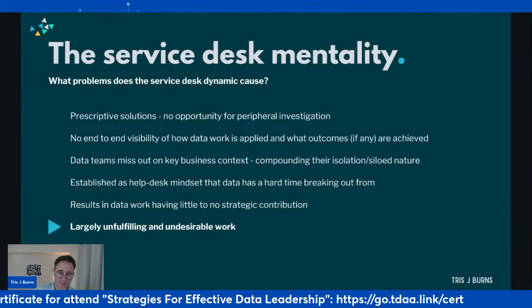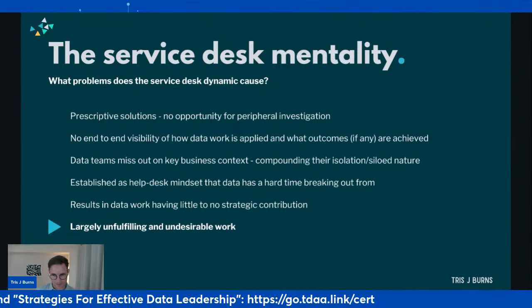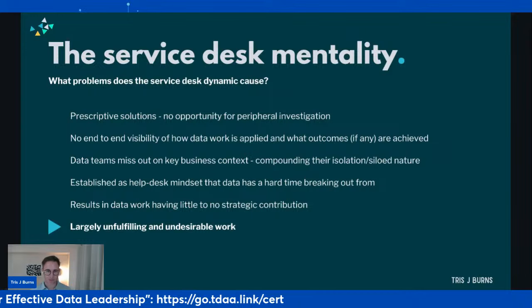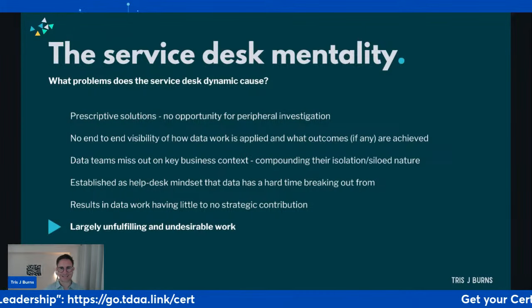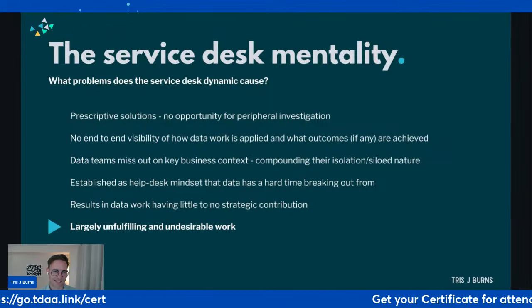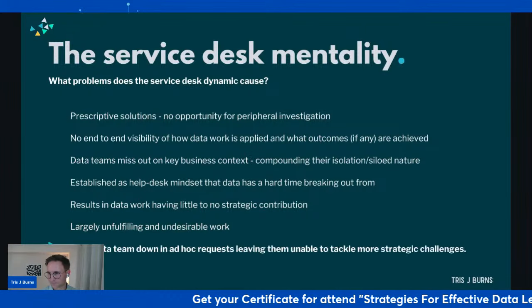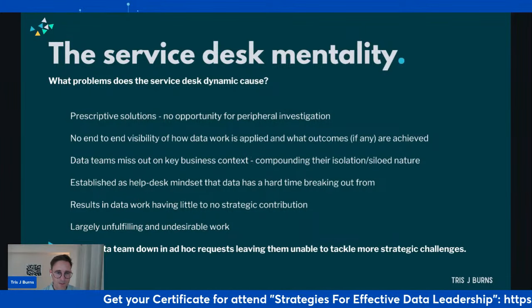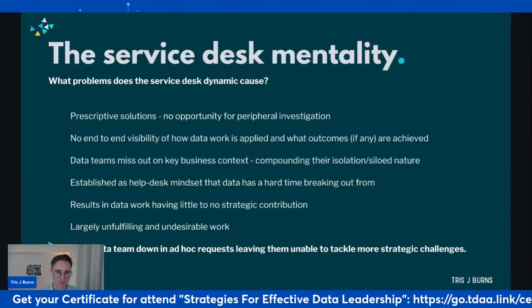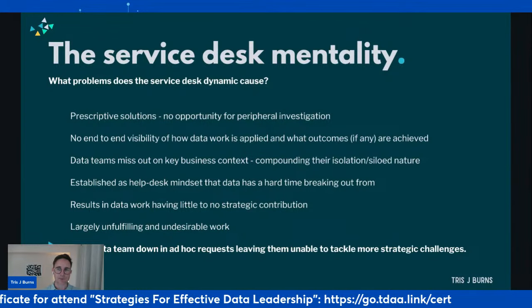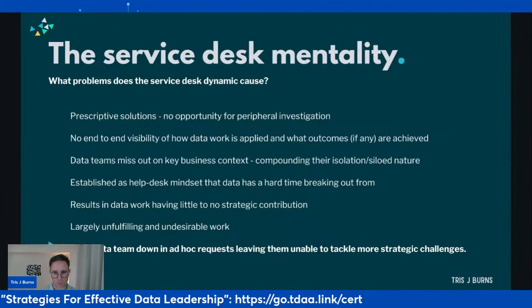It's largely unfulfilling and undesirable work. That's a personal perspective that's shared with many people that I speak to. But being in a service desk dynamic isn't a very creative place to be, and it isn't necessarily a very fulfilling place to be. And lastly, it bogs down data teams in ad hoc requests, leaving them unable to tackle more strategic or important challenges.